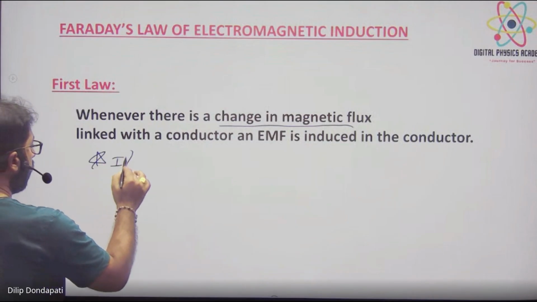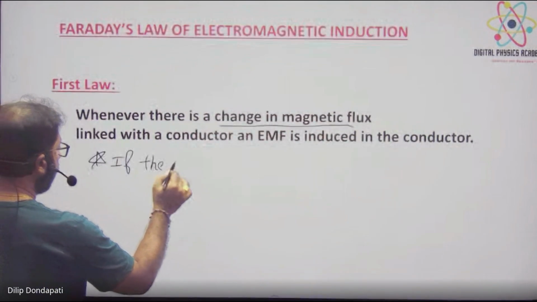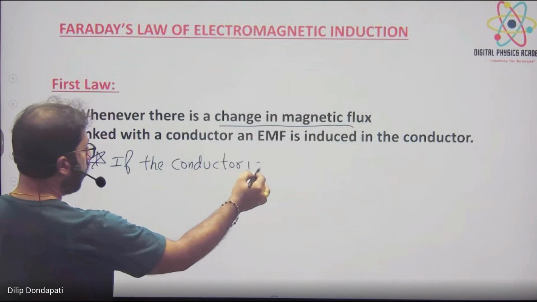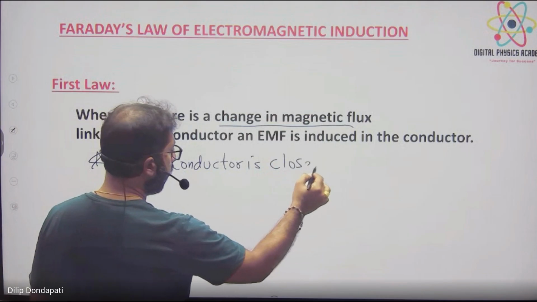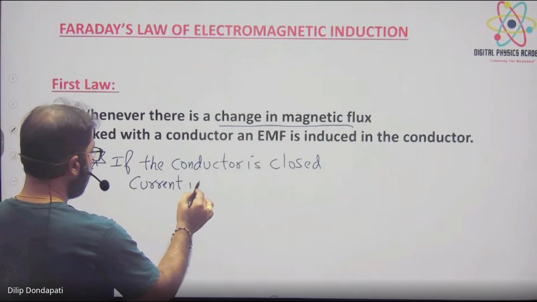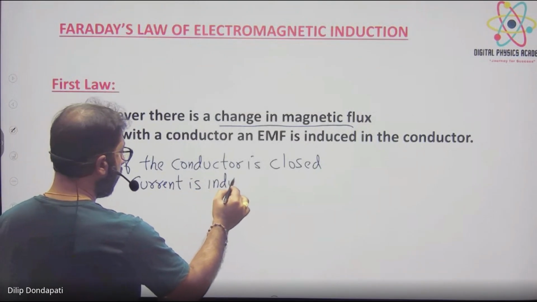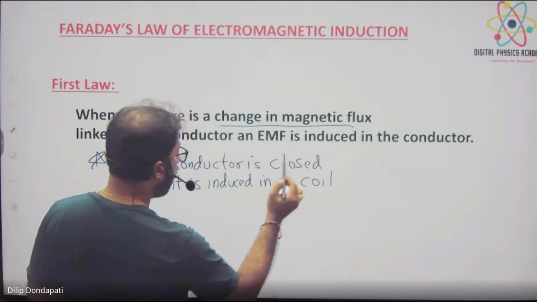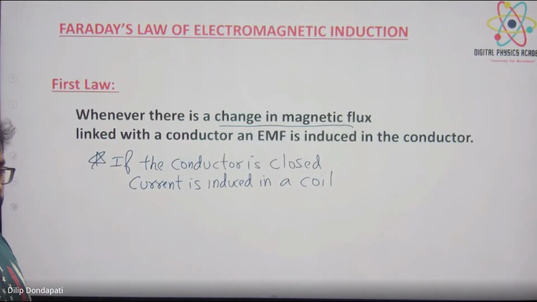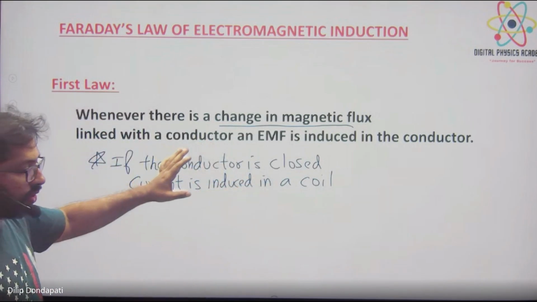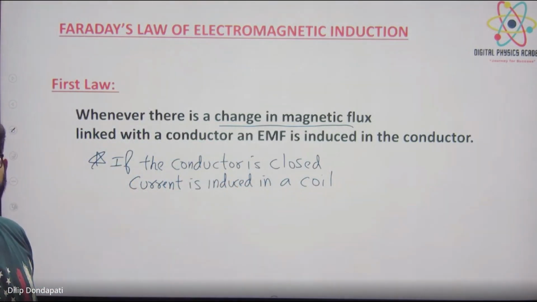If the conductor is closed, current is induced. Current is induced in a coil. So whenever there is a change in magnetic flux, current is induced in the coil. That is an important thing we have to know. If there is no change in flux, there is no current.